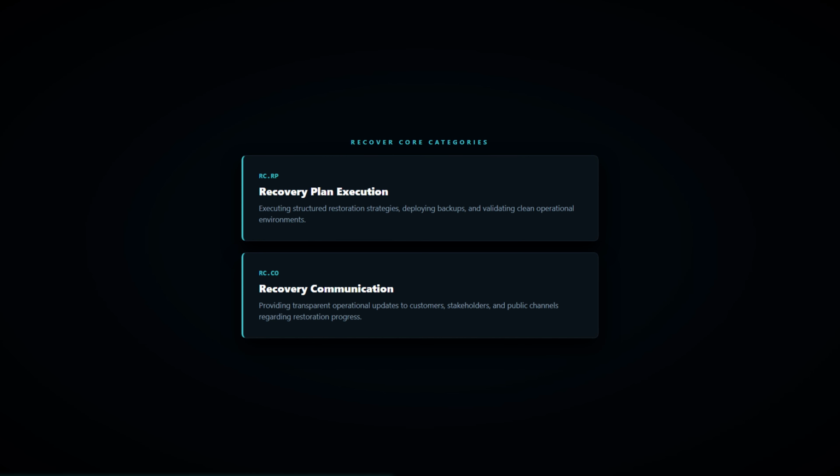Its main categories are incident recovery plan execution and incident recovery communication. Simple example, after ransomware, the company restores the system from backup, starts the service step by step, and informs the customers about the updates. This is recover.